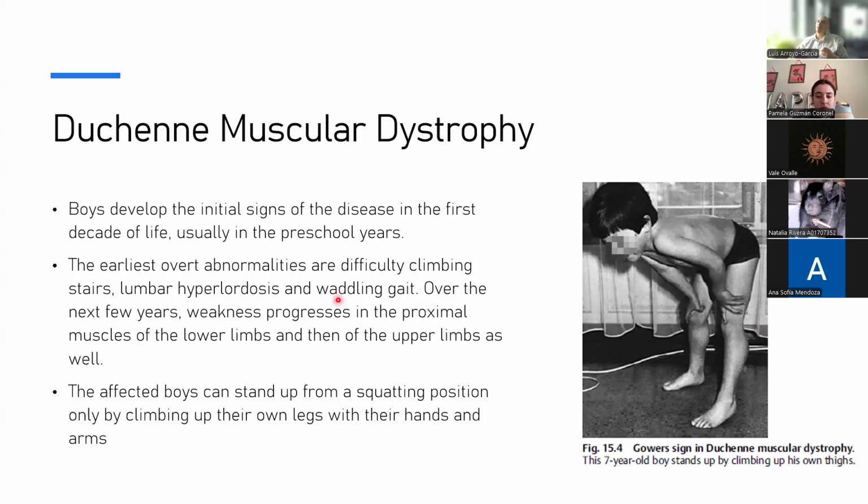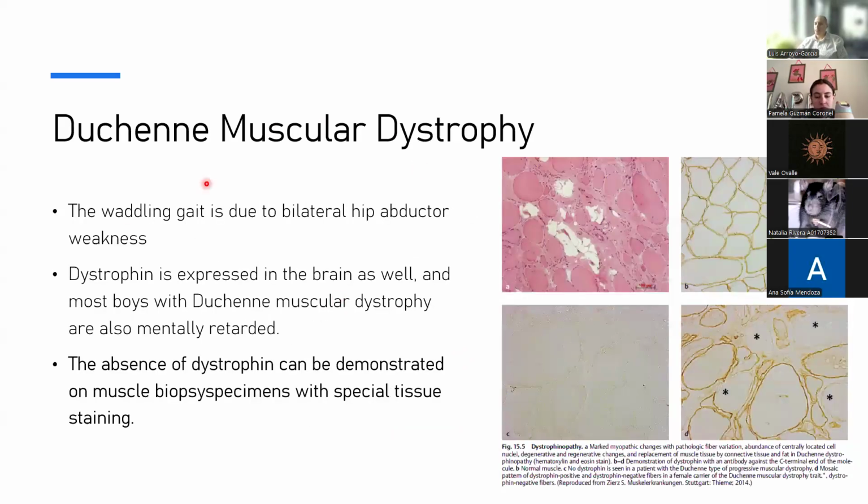For example, there are some definitions that these are phonic walk, that they cannot walk very well due to effects on, for example, the hip abductor. So then it's difficult for them to have a good balance. Some of these boys are mentally retarded, and we can find this absence of dystrophin with a biopsy of the muscle.